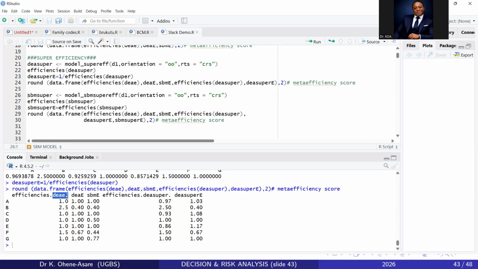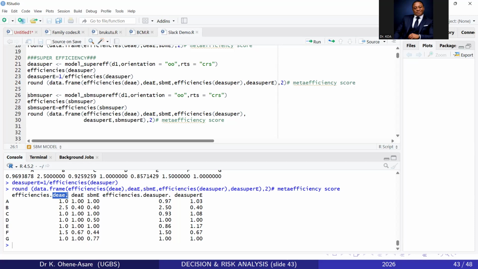Good. So which ones are being given values below 1 from the previous DEA? Which specific firms? A, C, and E. ACE. Okay. What were they before? That's my question.